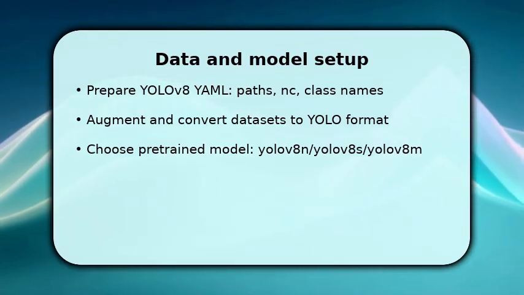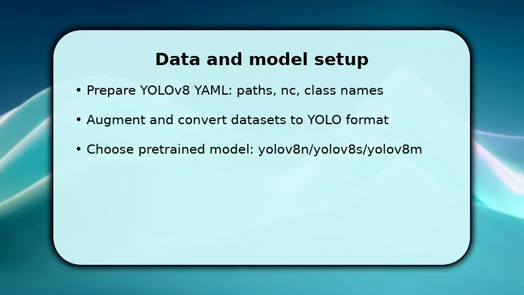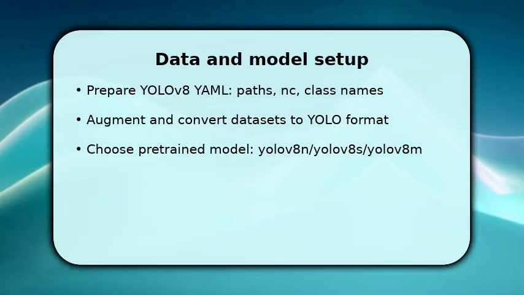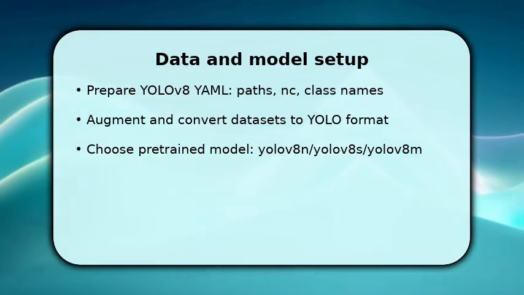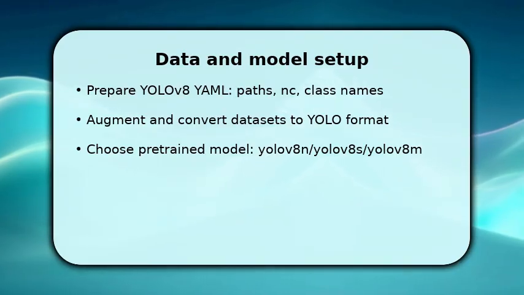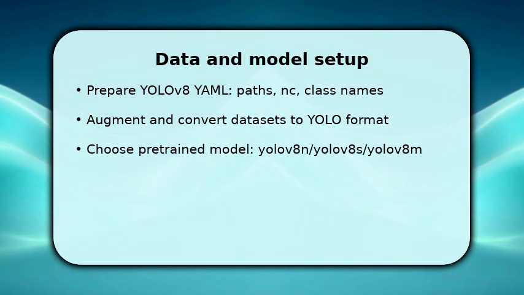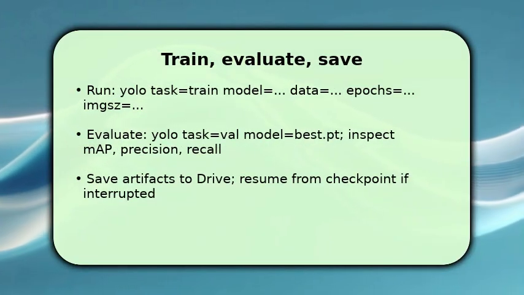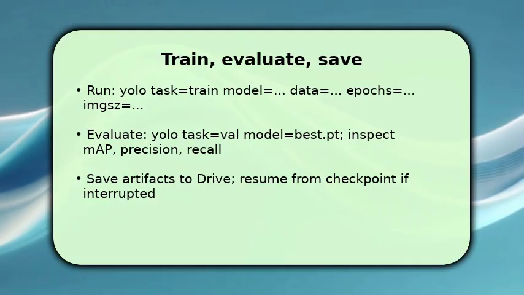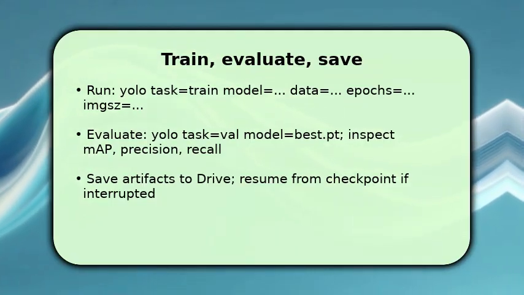Next, pick a pre-trained backbone: YOLOv8n for speed, YOLOv8s for balance, YOLOv8m for better accuracy, and load it with Ultralytics. You'll run training with specific batch and image size settings, and monitor loss and AP in real time so you can adjust hyperparameters if necessary. You kick off training with the YOLO command pointing at your model, data YAML, epochs, and IMGSZ. Watch the console for batch time and loss trends.